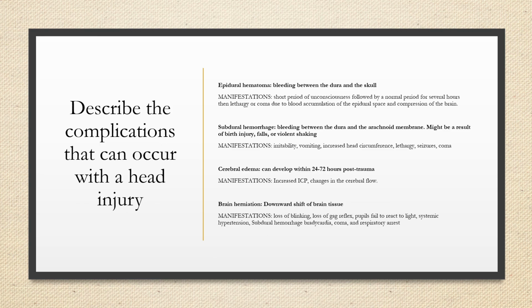Subdural hemorrhage, so bleeding between the dura and the arachnoid membrane. So might be a result of birth injury, falls, or violent shaking. We see this oftentimes with shaken baby syndrome. Manifestations: irritability, vomiting, increased head circumference, lethargy, seizures, coma.